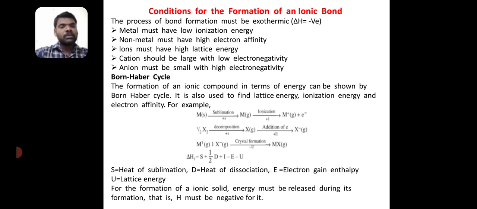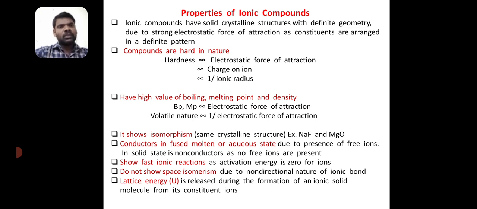So the delta H of formation, the enthalpy of formation, is given by S plus 1/2 D plus ionization enthalpy, plus electron affinity, and minus lattice energy, where S is the heat of sublimation, D is the heat of dissociation, E is nothing but the electron gain enthalpy, and U is the lattice energy. For the formation of an ionic solid, energy must be released during its formation, so delta H must be negative.